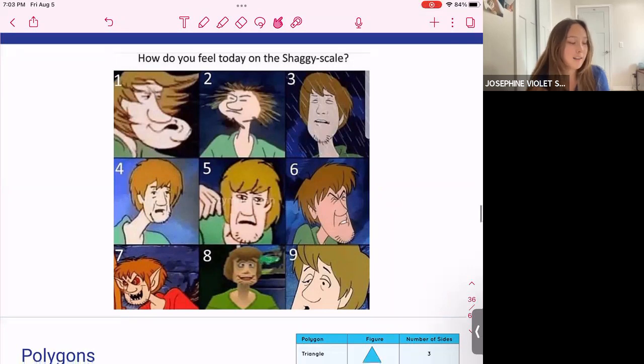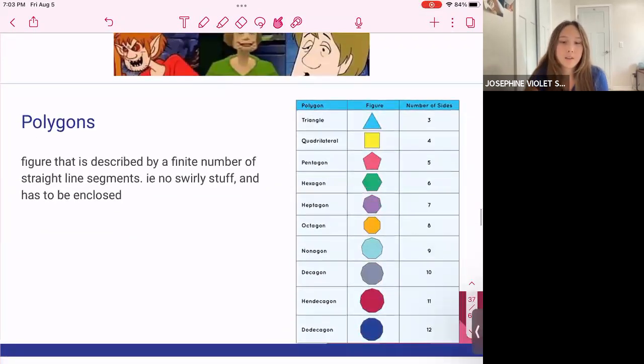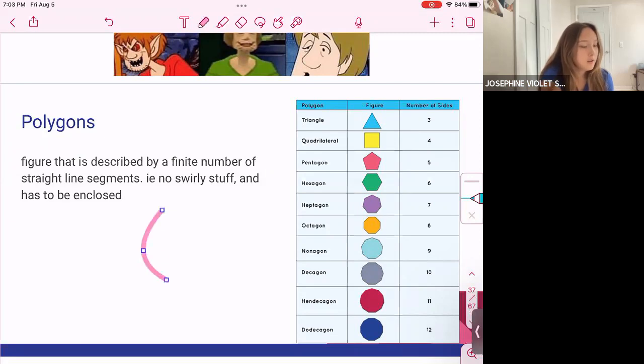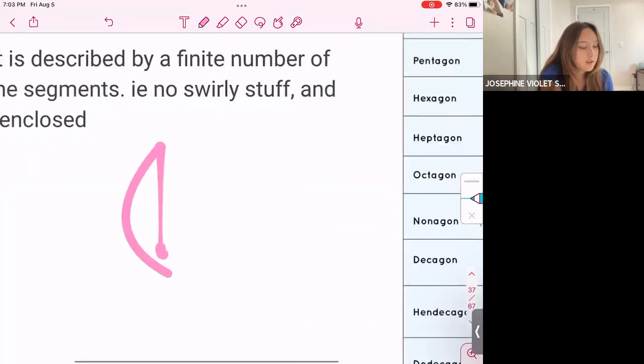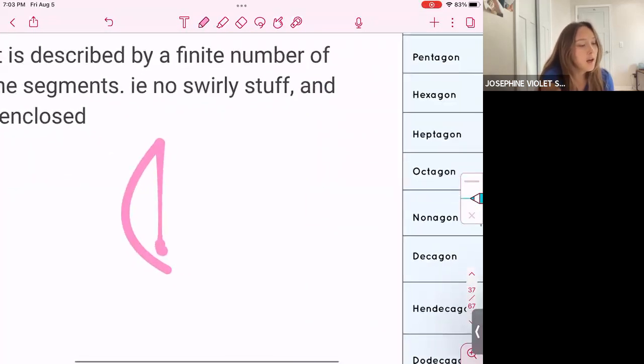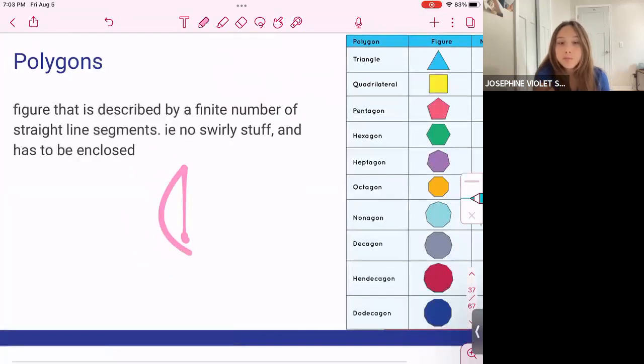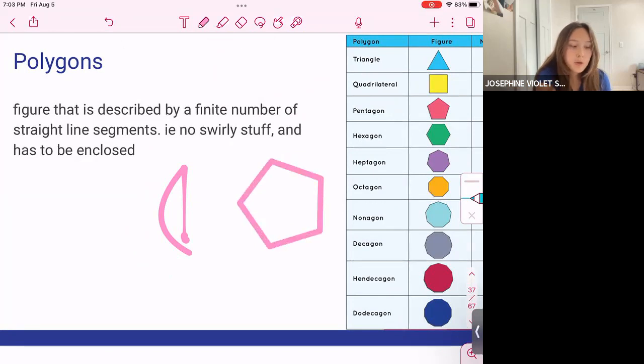Okay, let's get into polygons, guys. So you guys have probably heard of a lot of polygons. These are like the common names for them. We typically name polygons based on how many sides they have. A polygon is any figure that's described by a finite number of straight line segments. So that means that nothing with like a curl, so nothing like this half circle thing is a polygon, and especially not since this actually has an opening there. So a polygon has to be completely enclosed, and it has to be made up of only straight line segments. So right there is a pentagon.